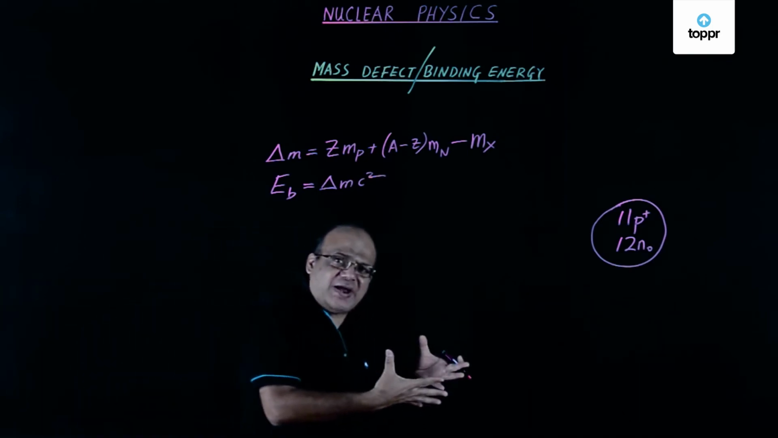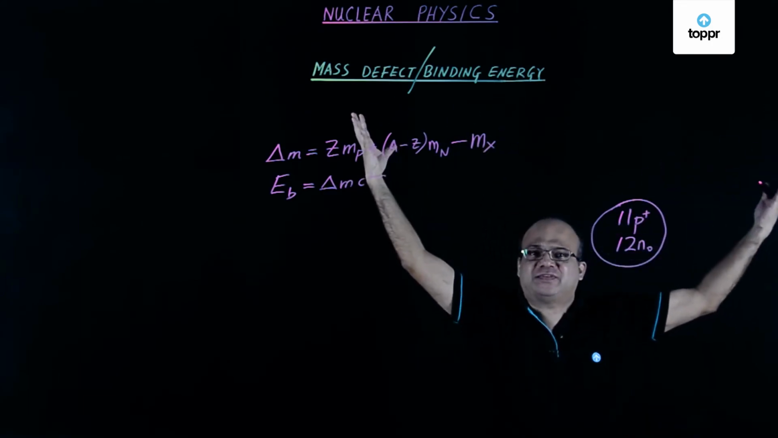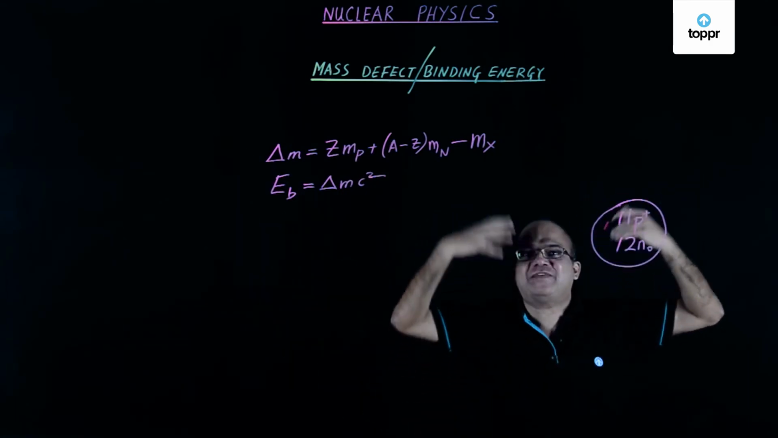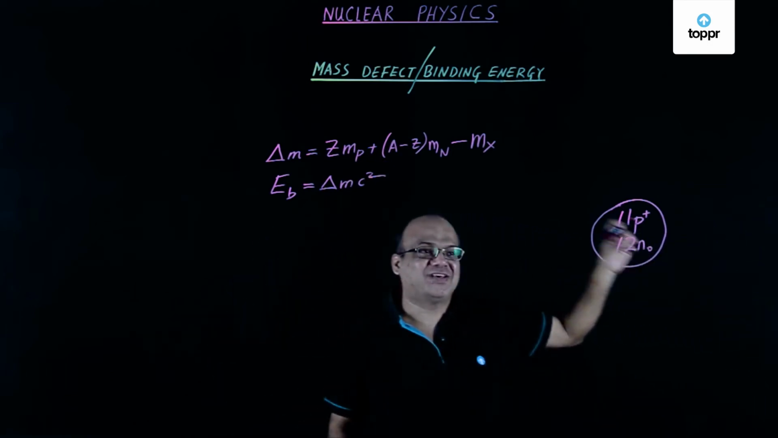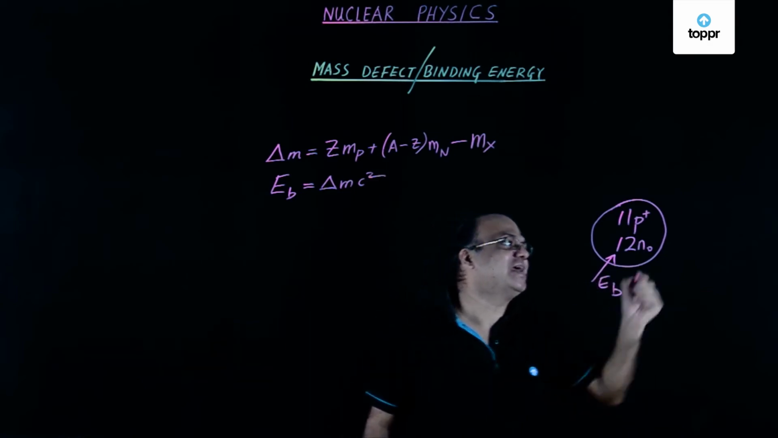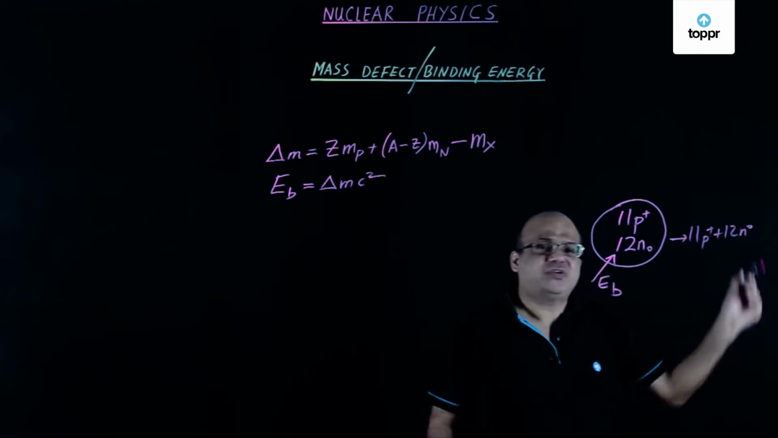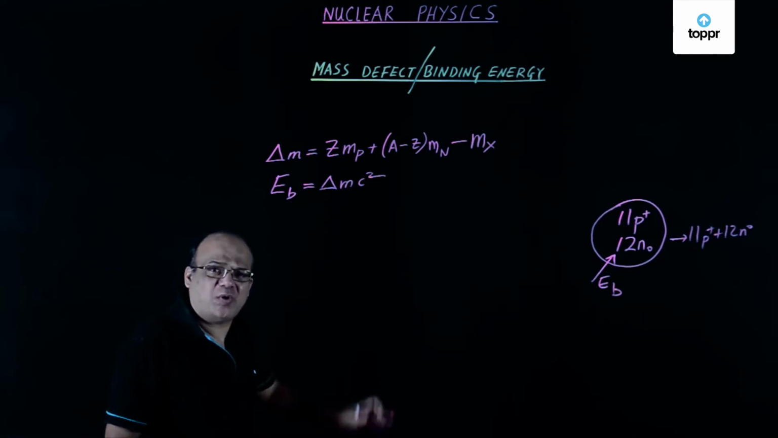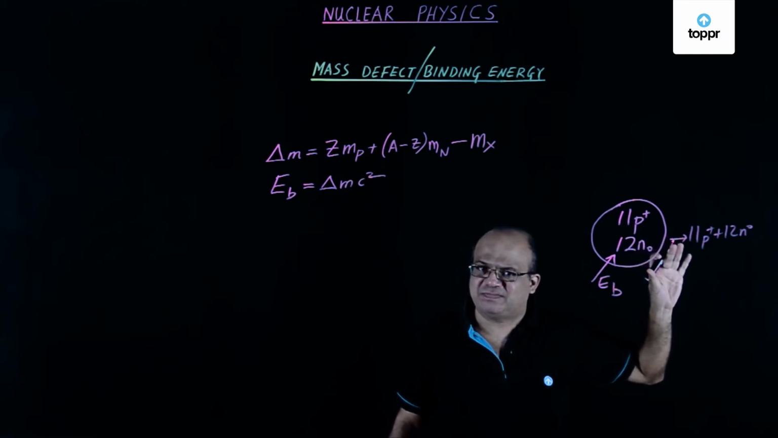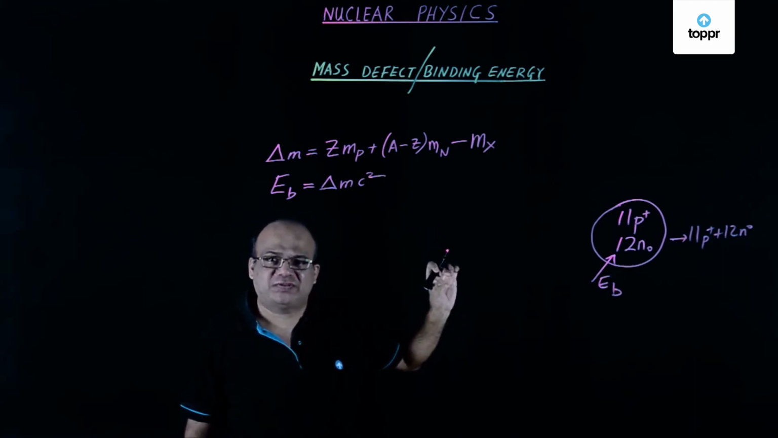The other way to think of binding energy is the energy that you need to give to a nucleus to separate the nucleons. So, here again, you have to convert this sodium nucleus to 11 protons and 12 neutrons. So, what do you do? You supply binding energy to this nucleus, and then you will get 11 protons plus 12 neutrons. So, there are two ways to understand binding energy. One is the energy released in the formation of the nucleus. The second way, it is the energy required to separate the nucleons.